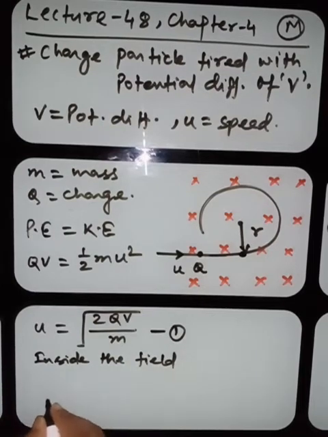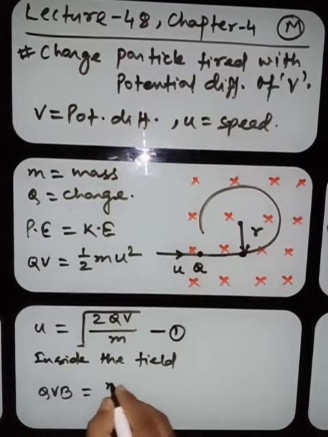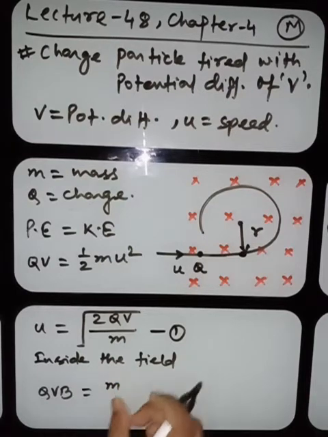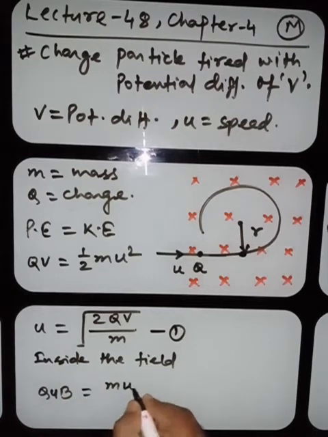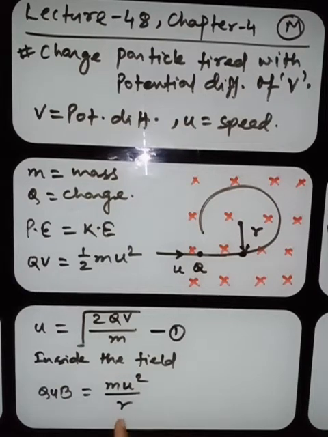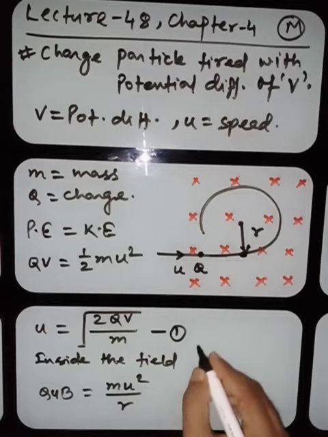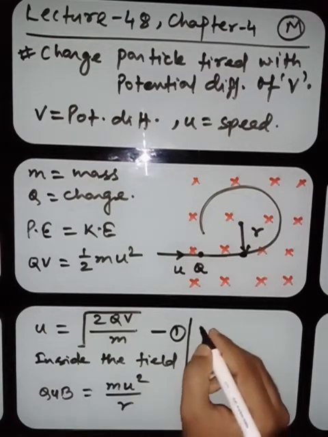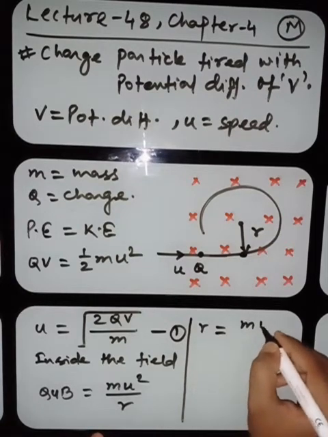My dear students, we can write here qvB, where theta is 90 degrees. qvB is equal to mv square by r, where v is the velocity, and this r we have to find. So we can write that r can be written as mu over qB.